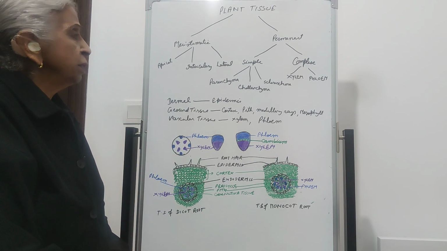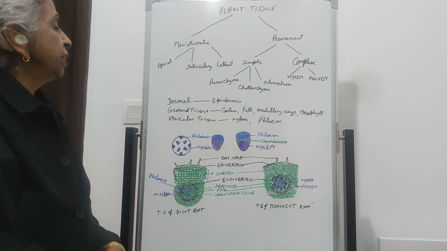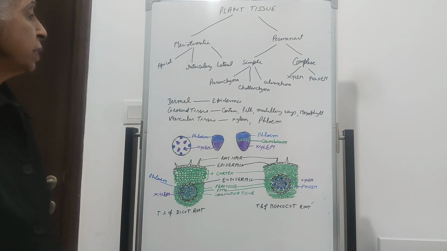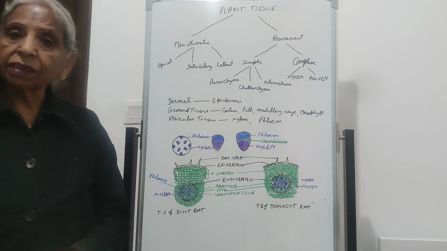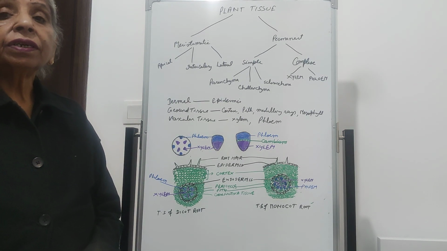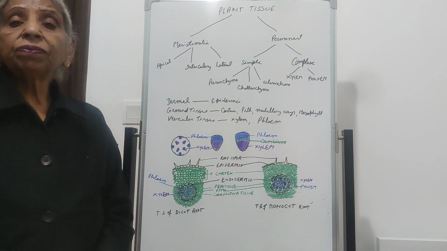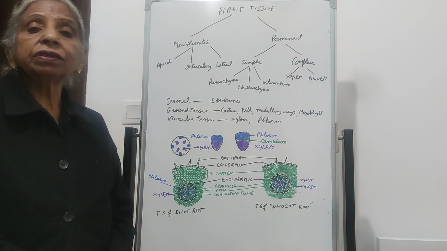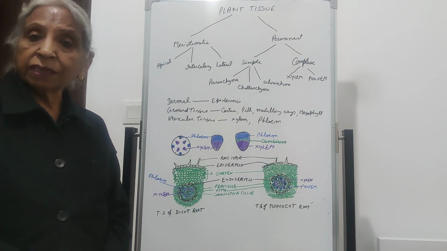The primary meristems no doubt add to the length of the plant, and they originate at the time of the embryo. Then lateral meristem is secondary meristem. It originates after dedifferentiation of the differentiated cells. Lateral meristems add to the girth of the plant, they add to the girth of the root, the girth of the stem and branch. This is called the lateral meristem.